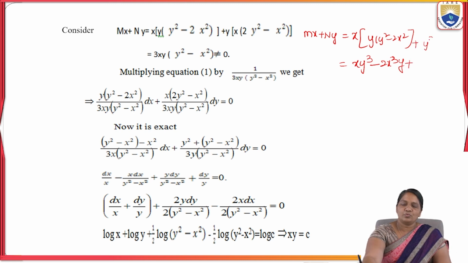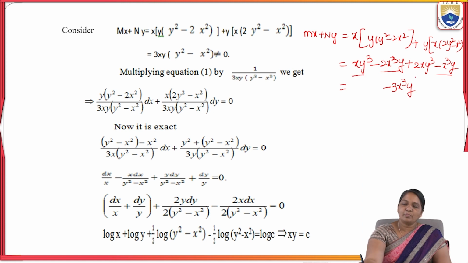So y into n value is x into 2y square minus x square. So xy into 2y square is 2xy cube, minus xy into minus x square, so minus x cubed y. So finally here minus 2x cubed y minus x cubed y is minus 3x cubed y.